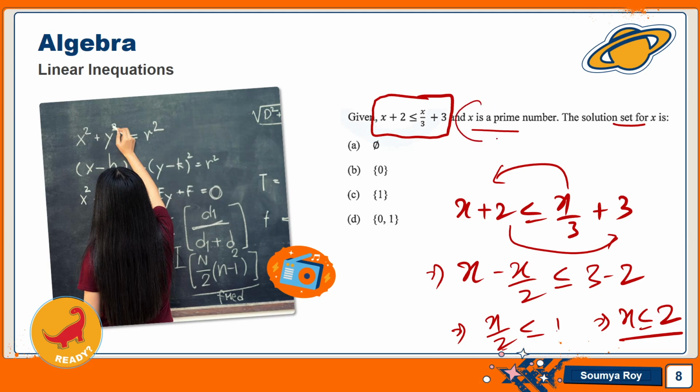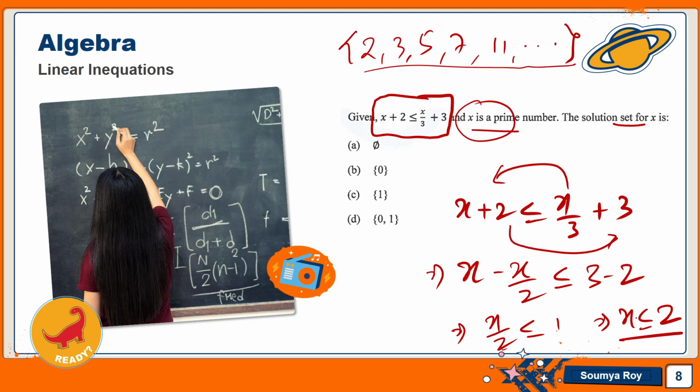Now x is a prime number. You know, prime numbers start from 2 only: 2, 3, 5, 7, 11, and so on. Those are numbers that do not get divided by any other number except 1 and itself. So x less than equal to 2. So these are the numbers.